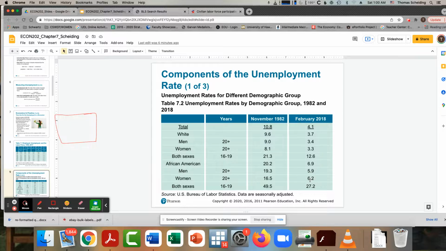Even among teenagers, look at that. Among teenagers aged 16 to 19, the unemployment rate there is 12.6%, less than half of what it is for African Americans. Again, that doesn't necessarily mean that the labor force is discriminatory, although I think the argument can be made that that happens. But that doesn't explain most of this.